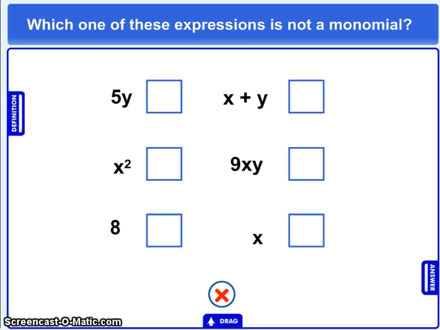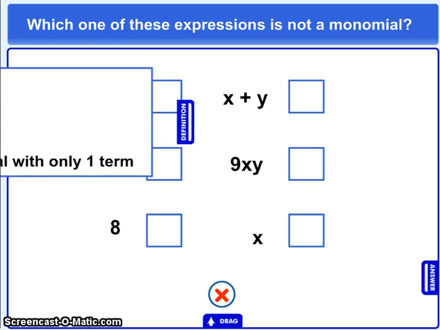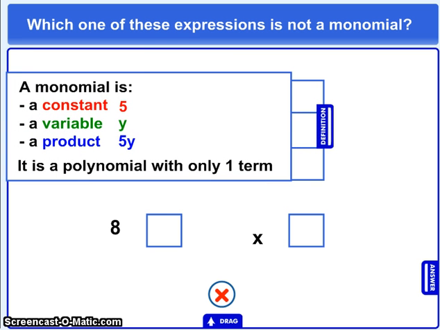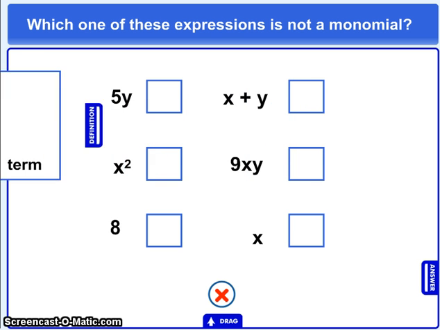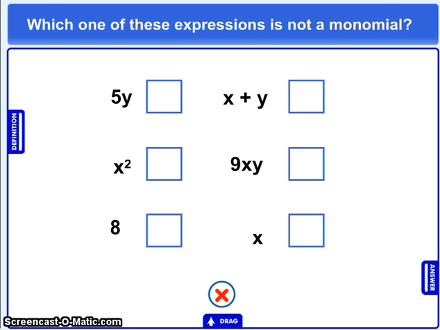Okay, for those of you that don't remember the definition of a monomial, let's review that, and this could possibly help you with the task at hand. A monomial is a constant, it's a variable, or it's a product of a constant and variable. It is a polynomial with only one term. So now that we've taken a look at the definition of a monomial, let's go back to the 6 that we're given. And can you see which in fact is not a monomial?